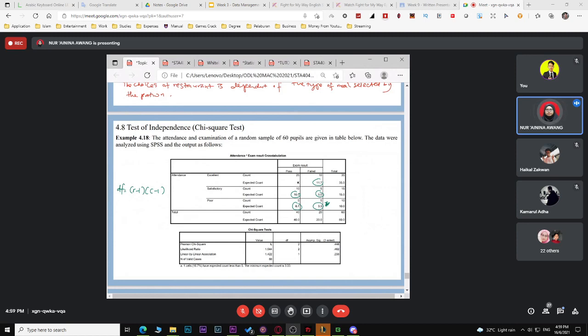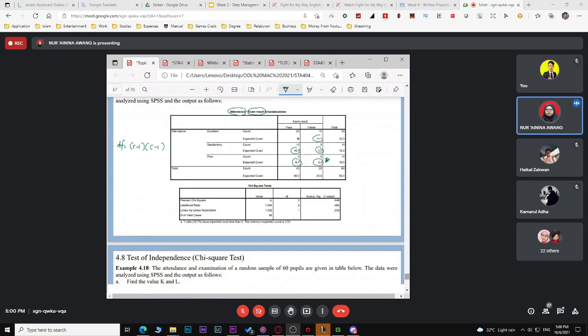So let us look at this example 4.18. The attendance and examination of a random sample of pupils are given in the table below. The data were analyzed using SPSS and the output is as follows. This is the first variable, attendance, and the second variable is exam result. This is your SPSS output. You have excellent, satisfactory, and poor, and for exam result you have pass and fail. Then this is the chi-square test, with your chi-square calculated, your degree of freedom, and your p-value.